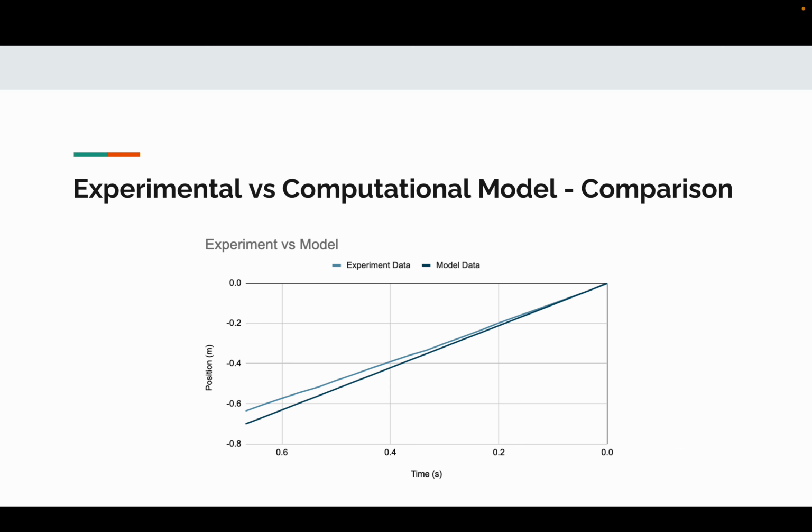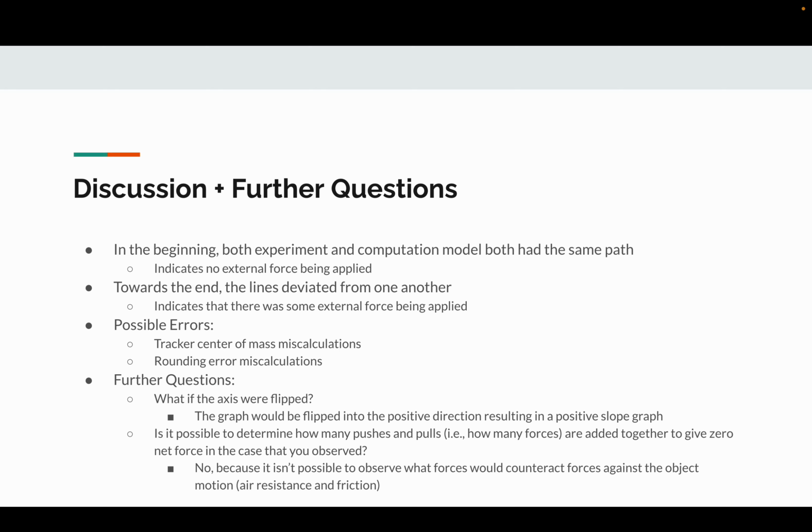This is a graph for the observed motion of the basketball versus the predicted motion of the basketball in a position time graph. Since the object was moving right to left, the graph will be sloped downwards with the x-axis being time in seconds and the y-axis being position in meters. As a result, the velocity in the beginning appeared to be the same, which indicated that there was no true net force being applied to the object. However, towards the end, the lines deviated from one another, meaning that there was actually some force moving in the opposite direction, resulting in the basketball slowing down.